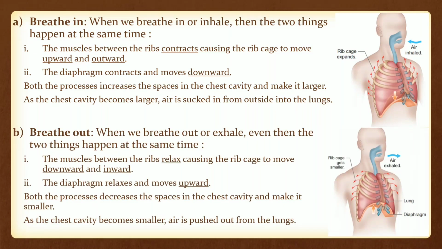And when we breathe out or exhale, even then two things happen at the same time. The muscles between the ribs relax, causing the rib cage to move downward and inward. And the diaphragm relaxes and moves upward. Both the processes decrease the space in the chest cavity and make it smaller. As the chest cavity becomes smaller, air is pushed out from the lungs.